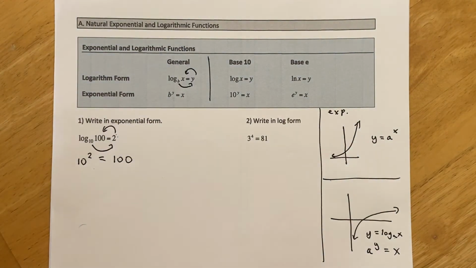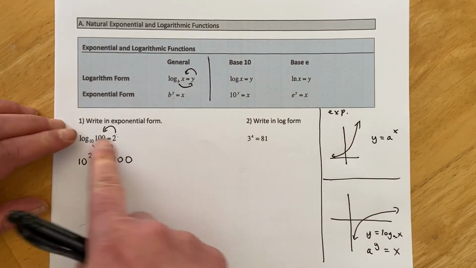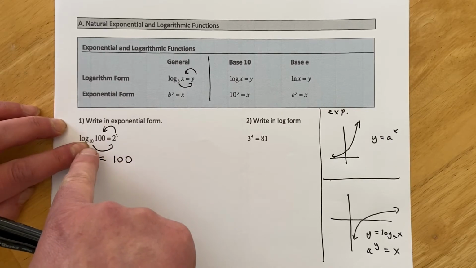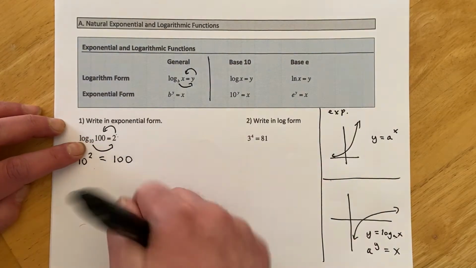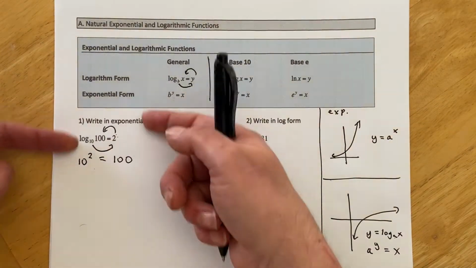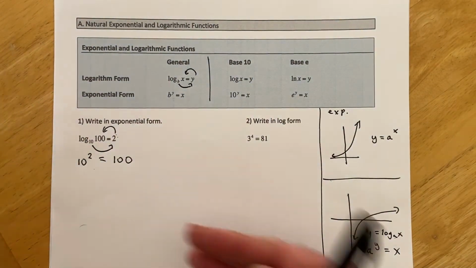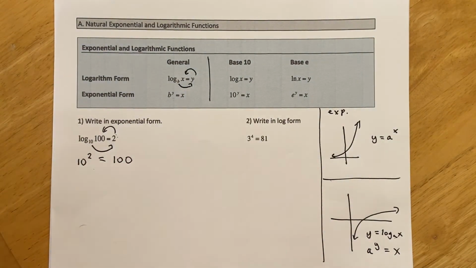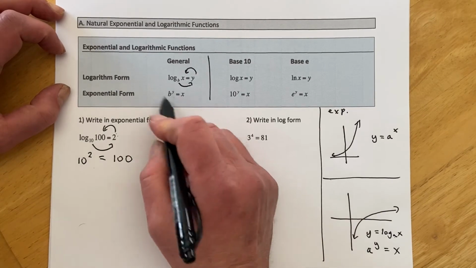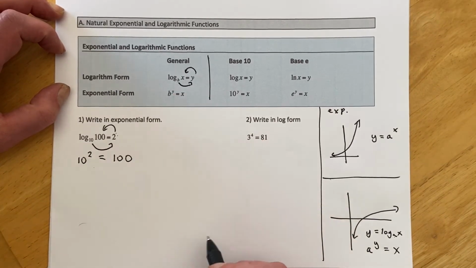I think it makes a lot more sense if you can see the numbers. This is log base 10 of 100 is 2. In other words, what power do I raise 10 to make it come out to 100? 2. And this is saying, yeah, 10 squared makes 100. So they're saying the exact same thing. Again, it's asking the question forwards and backwards. This one is written in this form, and we're trying to get to that form.